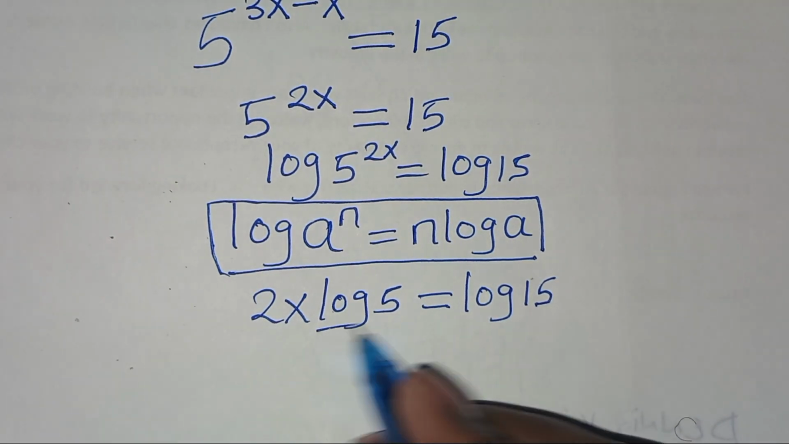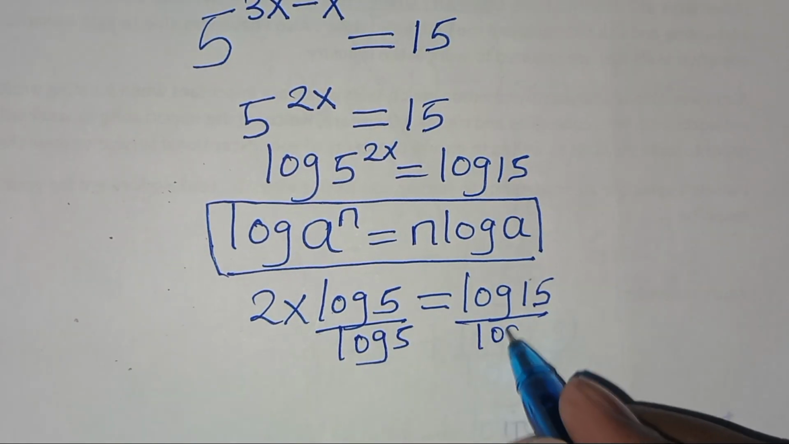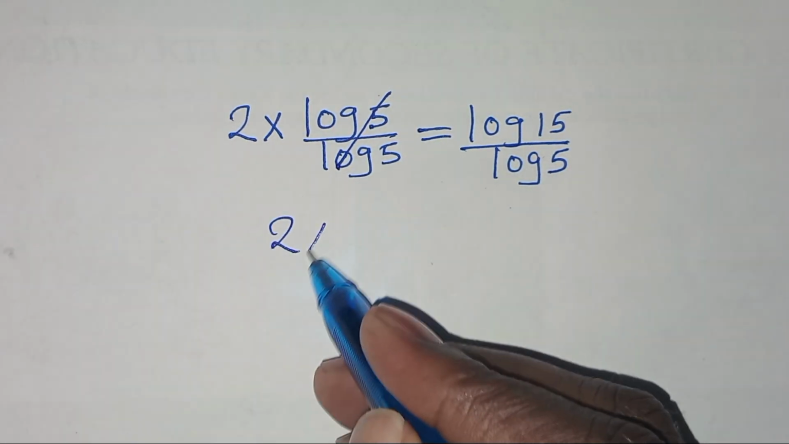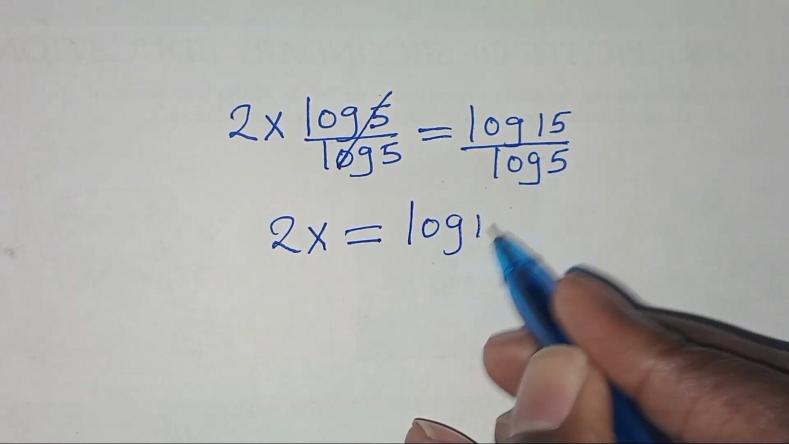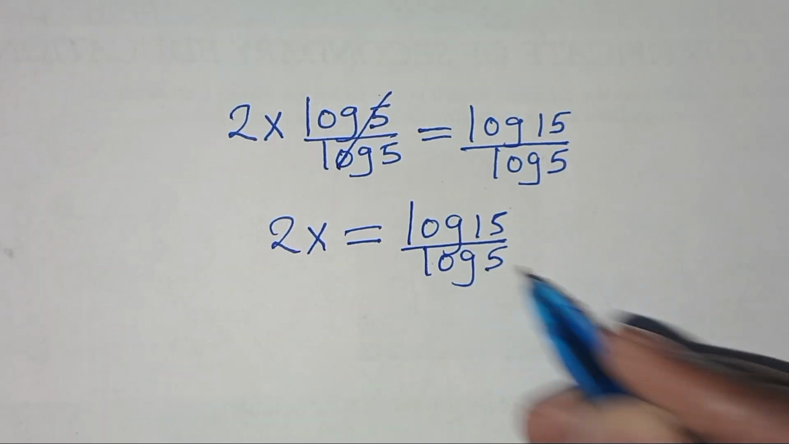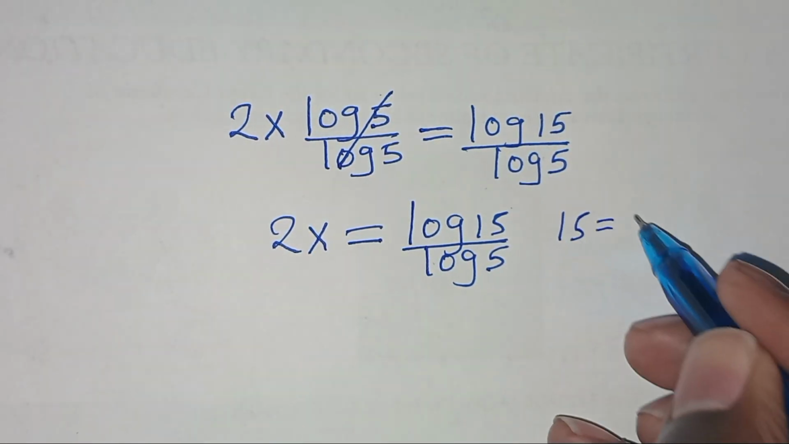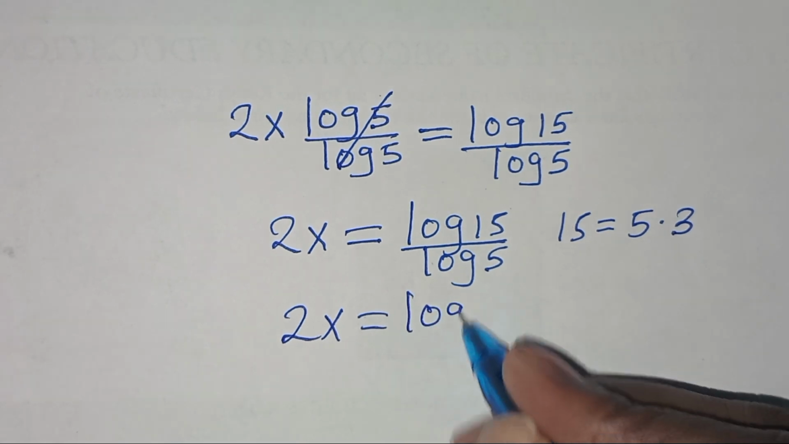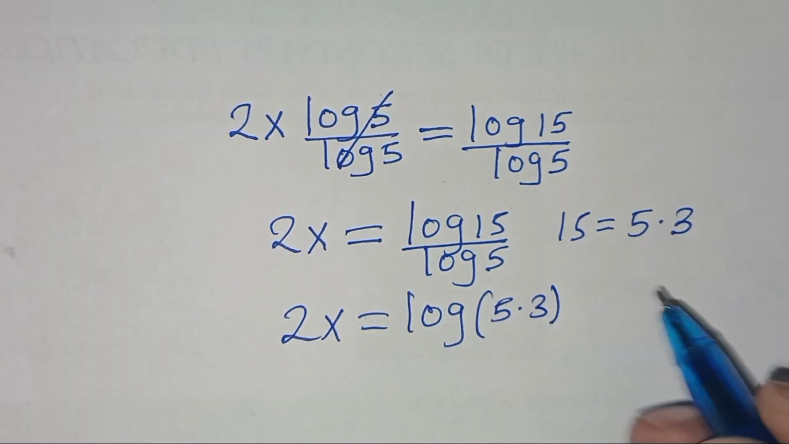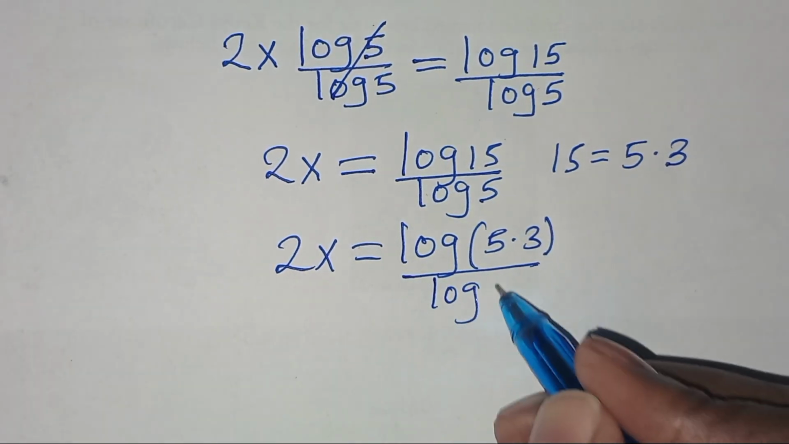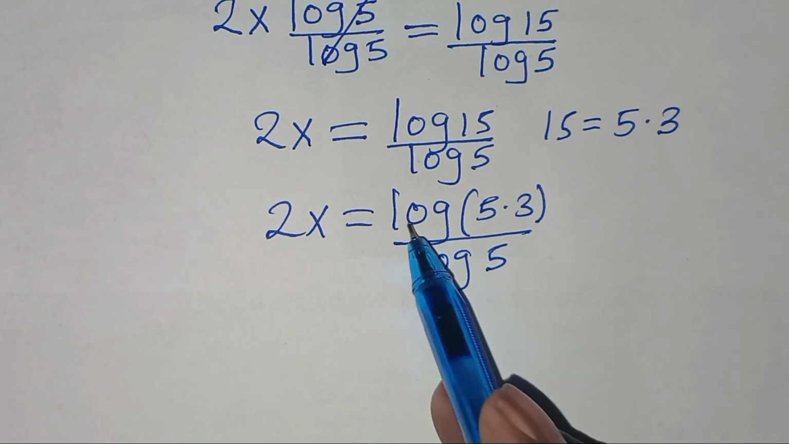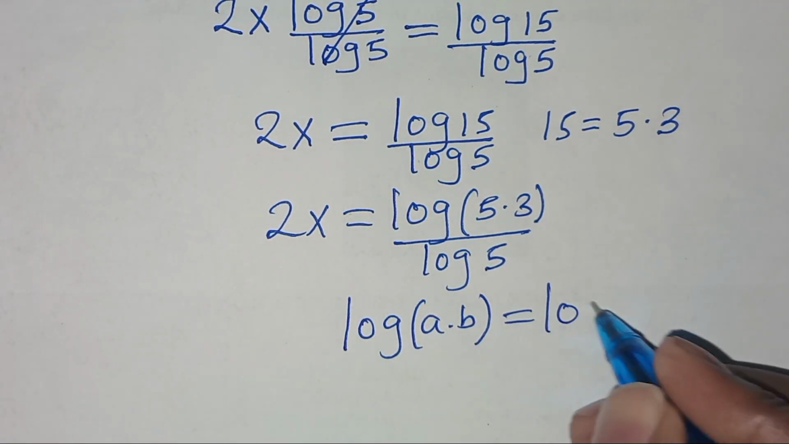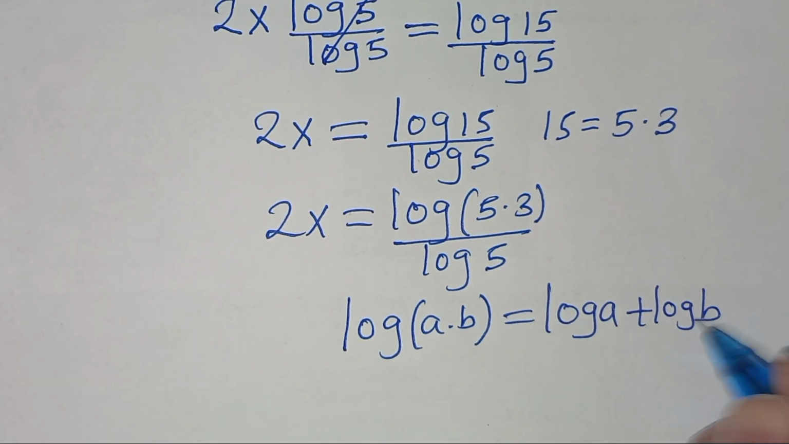So let's divide both sides by log 5. Log 5 and log 5 simplify, so that here you have 2x equal to log 15 divided by log 5. We can express 15 as 5 times 3. So this is the same thing as 2x equal to log(5 times 3) divided by log 5. The next step is that log(5 times 3) is in the form of log(a times b), which we can express as log a plus log b.